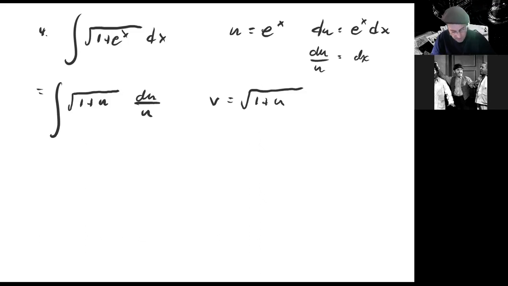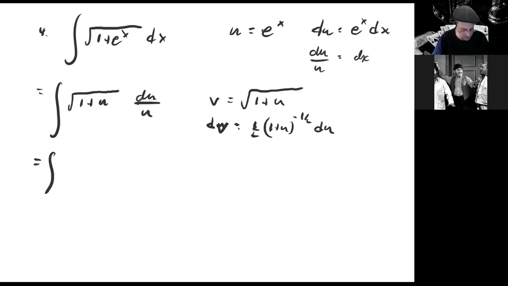Okay, so what is dv? That's equal to 1/2 (1 plus u) to the minus 1/2 du. And so let's see how we have to convert this to an integral in terms of v. And so let's do it. So what do we get? So this is the integral of the square root of 1 plus u, but that's v. Oh, notice that this is the same thing as the dv is the same thing as 1/2.